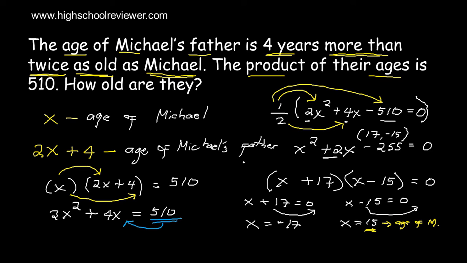And what will be the age of Michael's father? That will be 2 multiplied by 15 plus 4, which is 34. So 15 years old and 34 years old. This is the age of Michael's father. So therefore, positive 15 and positive 34 are our final answers.